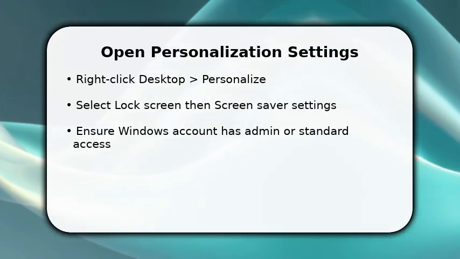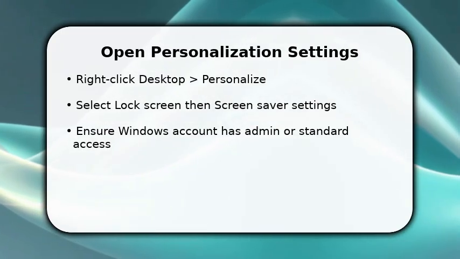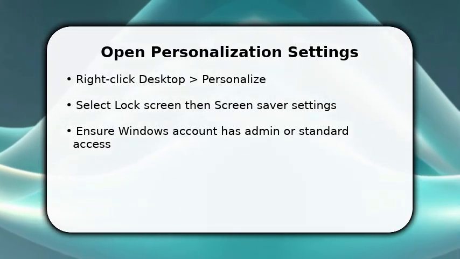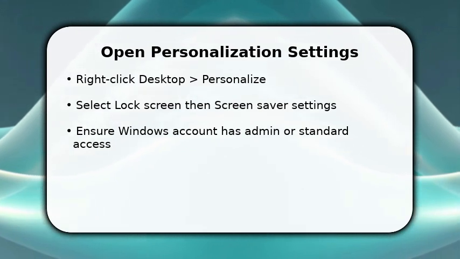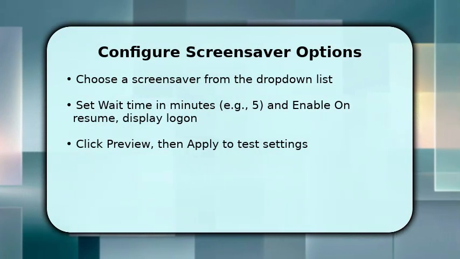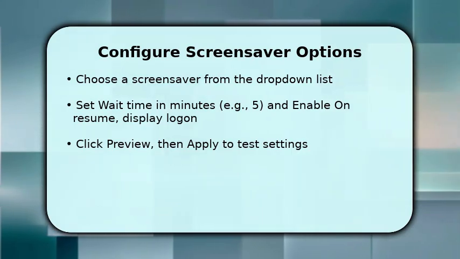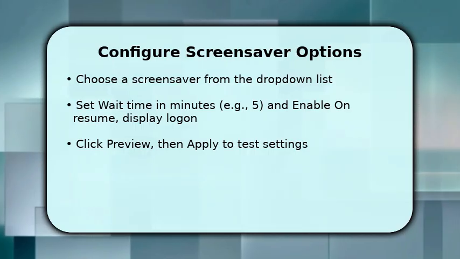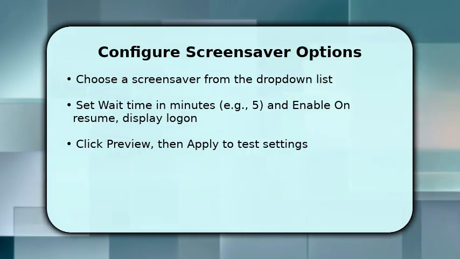You'll be taken to the Screensaver Settings window where you choose a screensaver, preview it, and set the wait time, so begin adjusting options now rather than later. Now you pick the actual screensaver and its behavior. From the drop-down, select an option like blank, bubbles, or photos. Choose photos to show your images and click settings to point to a folder.